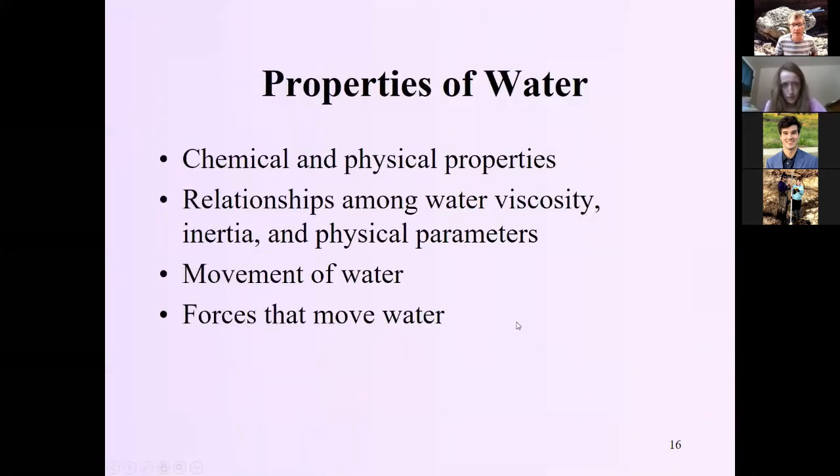So we're going to go into the properties of water now. We'll start with chemical and physical properties, talk about water viscosity, inertia, and physical parameters, movement of water, and then forces that move water. This class is generally organized from the basic physical stuff up to the more complex factors associated with the organisms. We'll hit the organisms taxonomy a little bit earlier on, just so we know what the players are in the game.